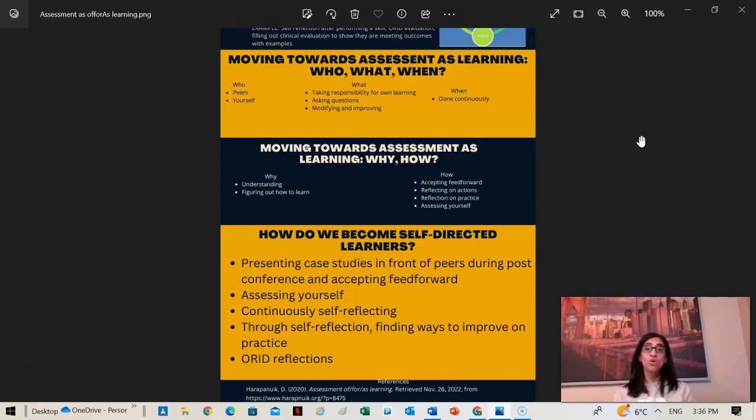If something didn't go according to how they wanted it, thinking about it, reflecting on it, and thinking, how can I do things differently the next time it happened? Because ultimately, it's going to benefit the patient. So this is the way that I would present this to students to help them become self-directed learners.